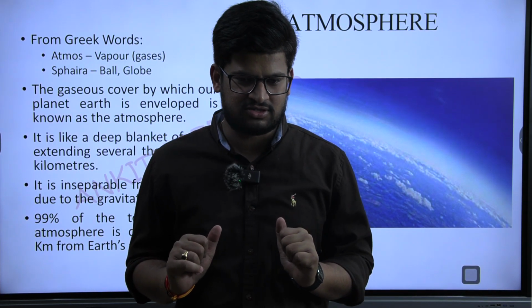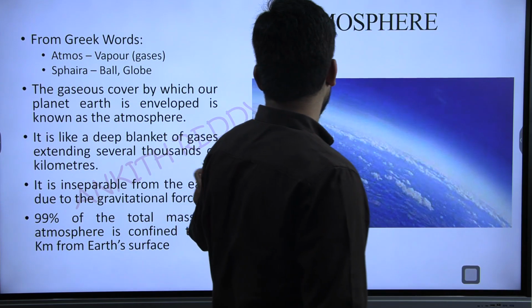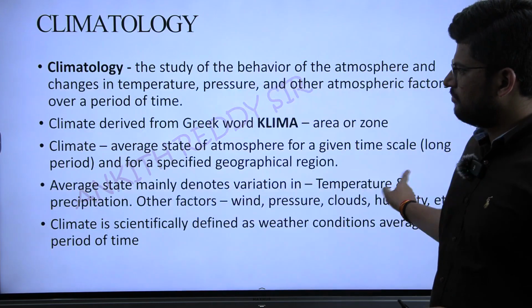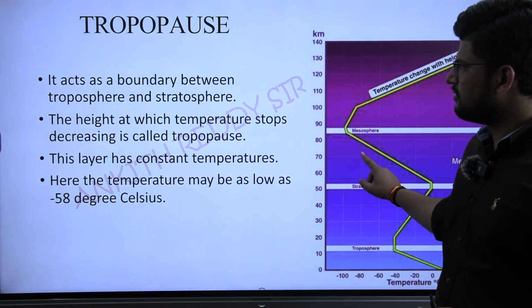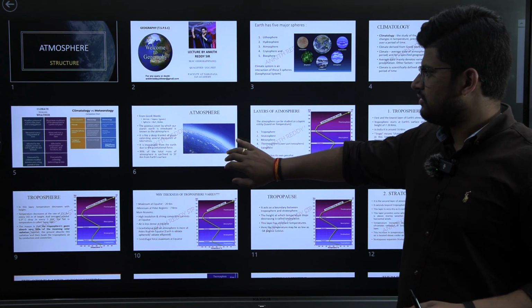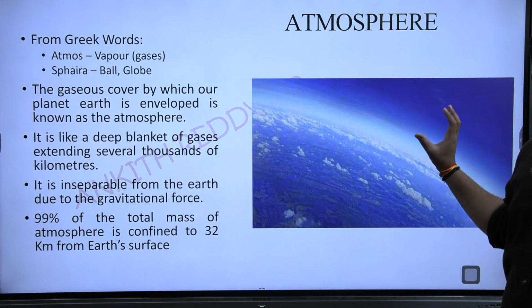Start with the structure of atmosphere. So what is structure of atmosphere? You know that atmosphere is nothing but a mixture of gases surrounding the Earth's surface, right? So Earth's surface is covered by a mixture of gases, and we call this mixture of gases as atmosphere.